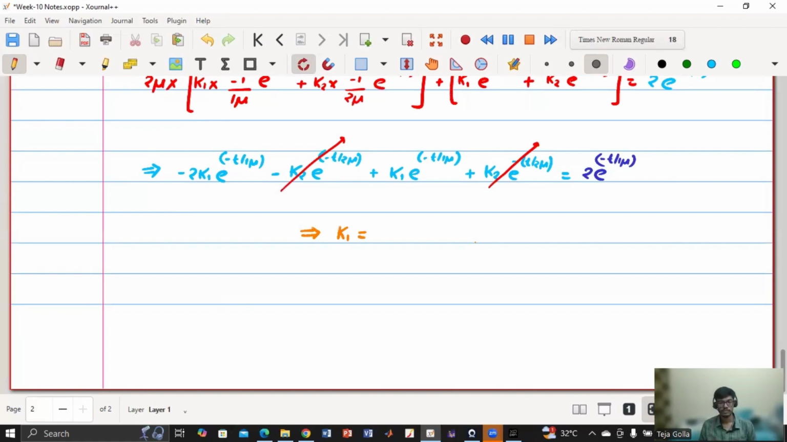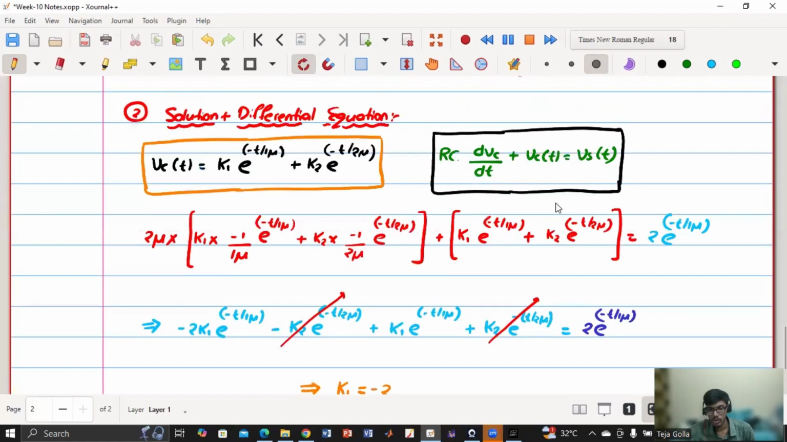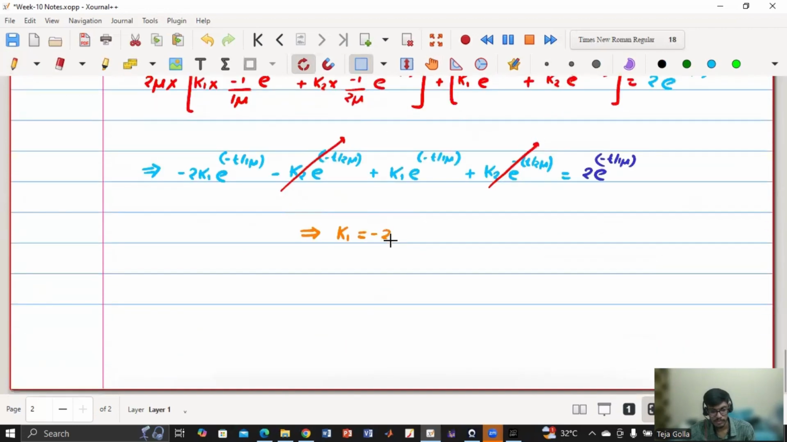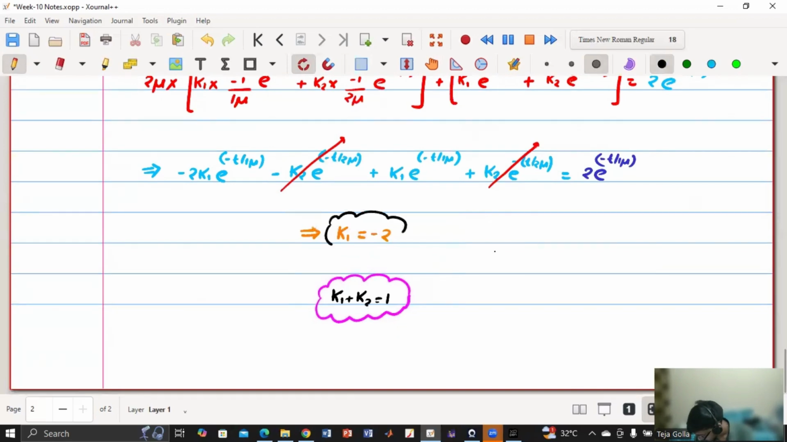Anyone? Sir, minus. Minus 2, right? And I know that K1 plus K2 is 1. So what is the value of K1? Sorry, K2, K2. How much? 3. Yes, K2 is equal to 3.